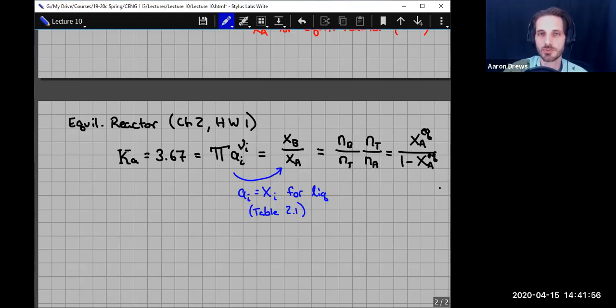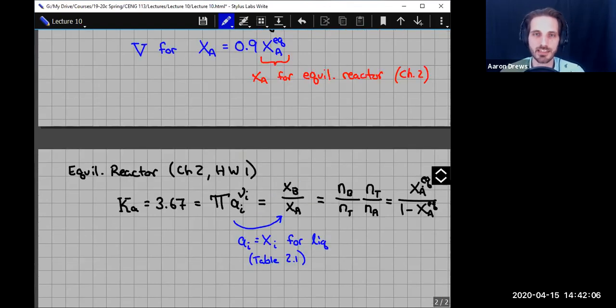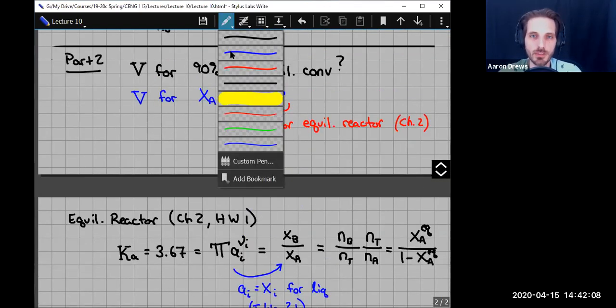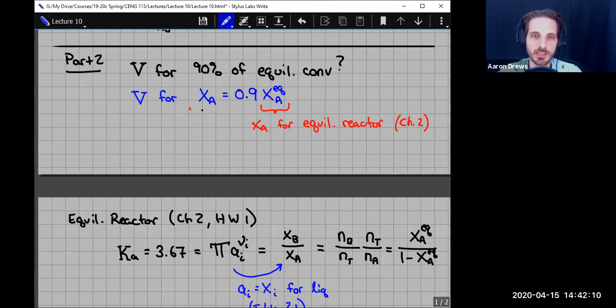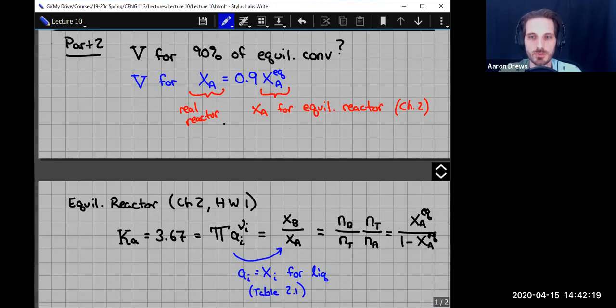Remember, I had mentioned briefly in one of our lectures that when we were just dealing with equilibrium reactors, we didn't really care to specify that this was XAEQ and not XA. The difference between the two is XAEQ is the one for the equilibrium reactor, and the plain old XA here is for the real reactor. We drop the EQ superscript when we're dealing with a real reactor.